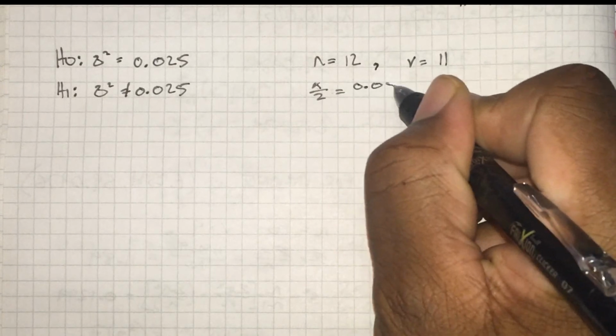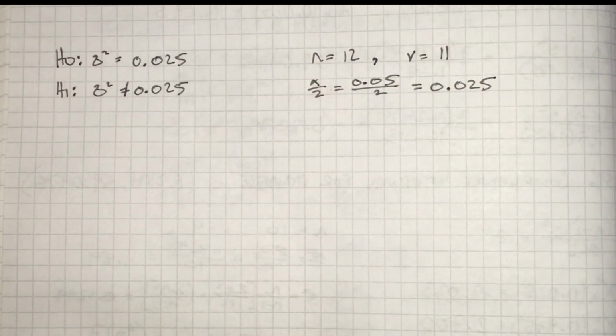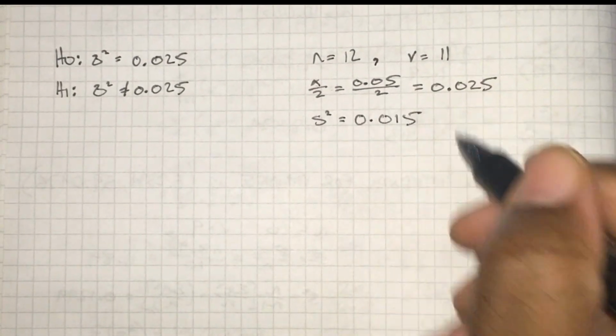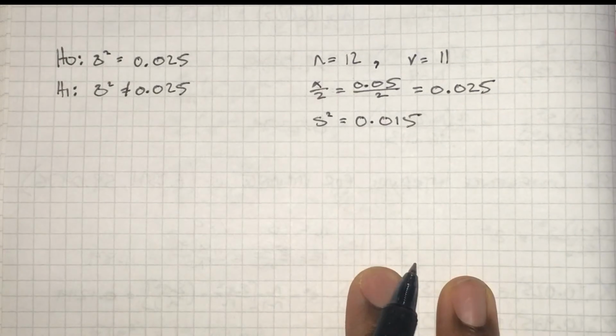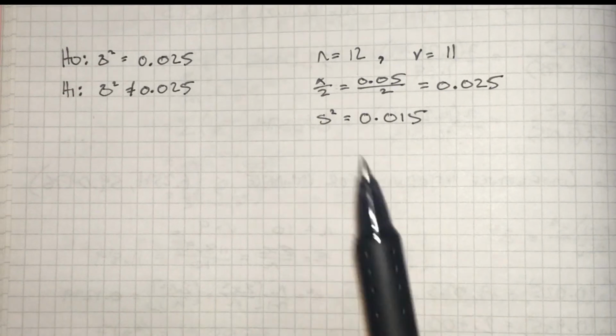Now, the significance level we know to divide by 2 instantly as soon as we're working with a two-tailed test, and that gives us 2.5% in each of the tails. We've also been given s squared to equal 0.015. Okay, let's just start with the critical value.